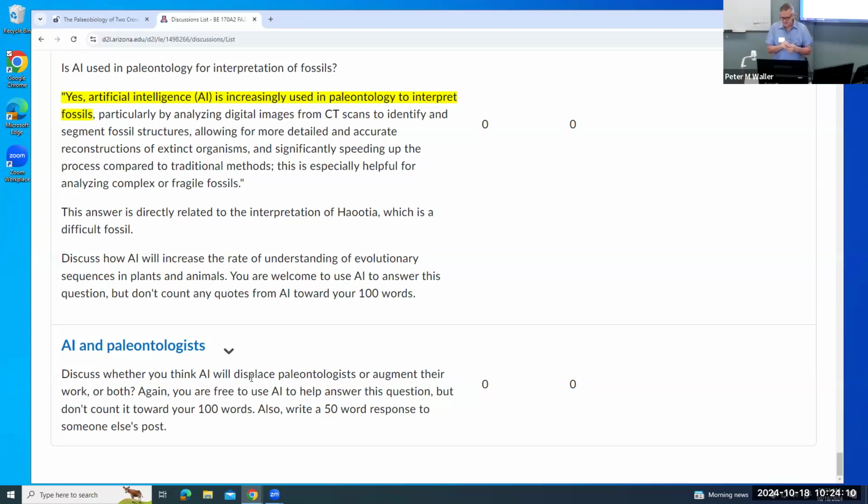So, okay. And then there's one other thing I want you to think about with this topic. You don't have to answer this, but instead of answering AI and paleontologists, you could think about your own career if you want and answer, how will AI affect the career I'm hoping to go into? And will it displace me or will it help me?